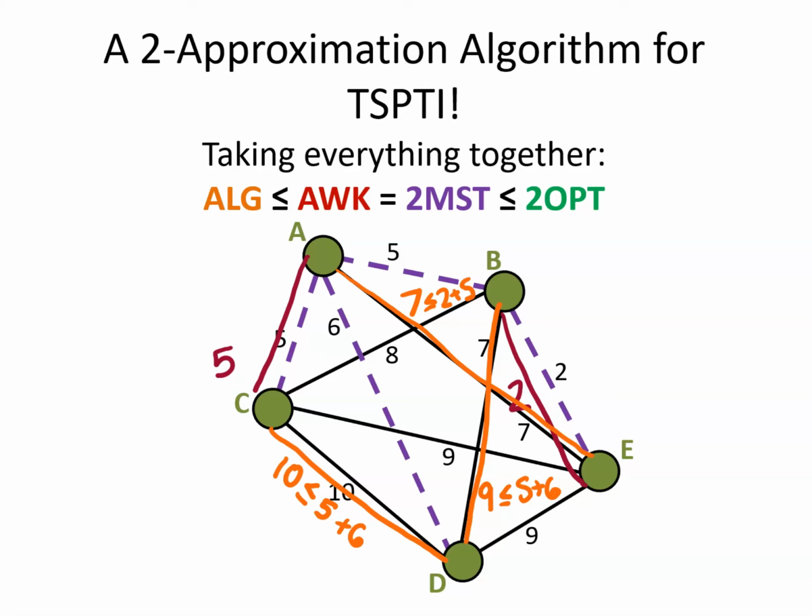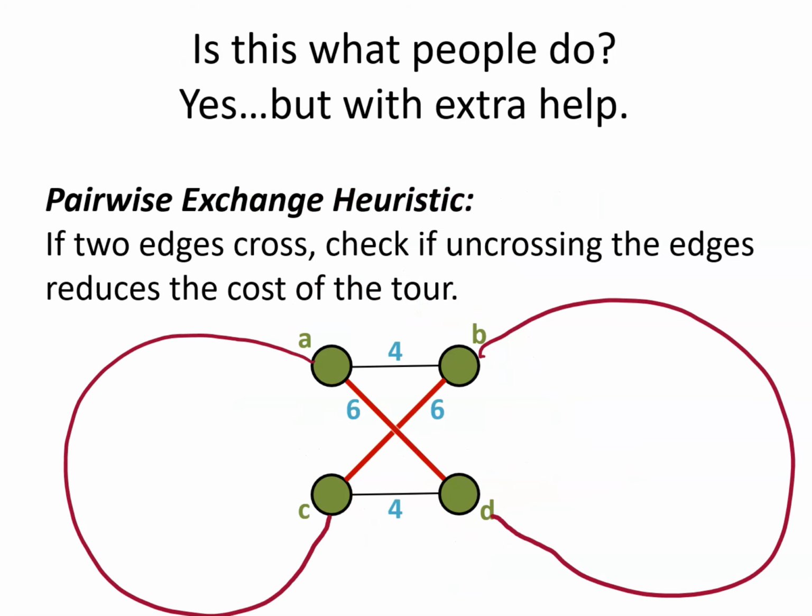A worthwhile question might be, is this something that people actually use? And the answer is yes, as a starting point. After applying this sort of approximation, one might have a reasonably good traveling salesperson tour, but there's some things that heuristically, not necessarily guaranteed, but heuristically make things much better. A big example of this is the pairwise exchange heuristic.